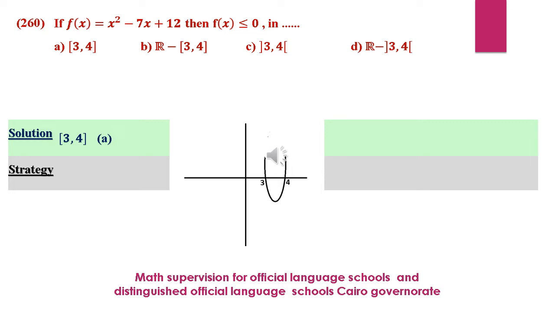If you have a function f of x equals x squared minus 7x plus 12, f of x less than or equal to 0. When we draw the graph of this function, like the one below, we get that the graph is under the x-axis between 3 and 4 and equals 0 at the points of intersection with the x-axis, which are 3 and 4. So we get the closed interval 3, 4.